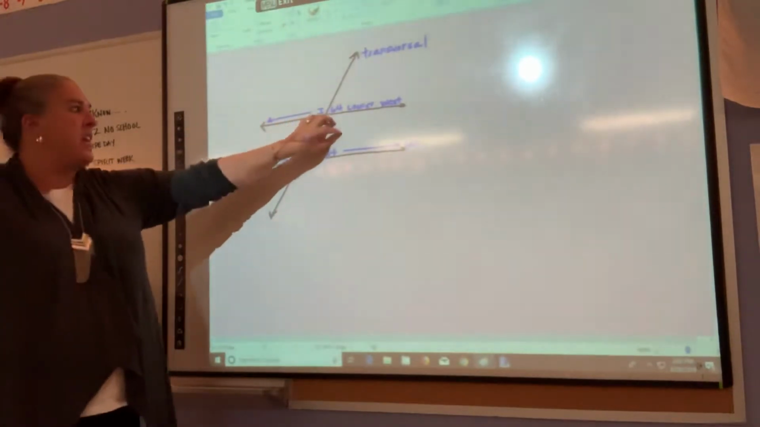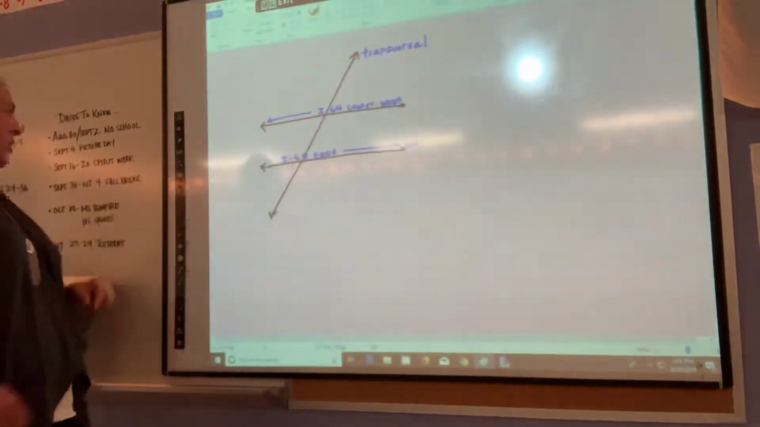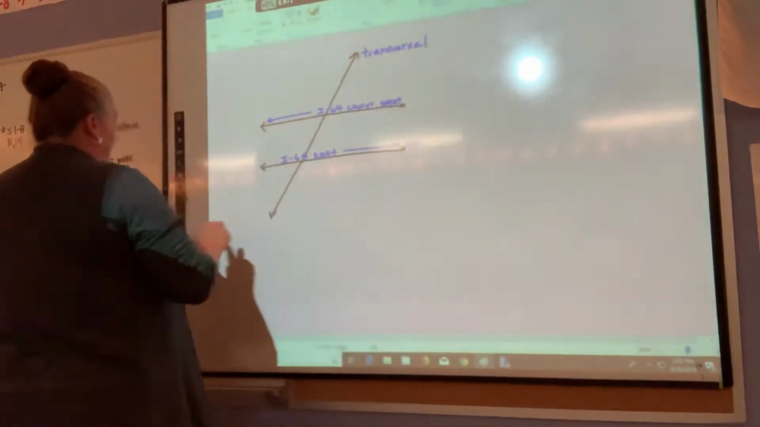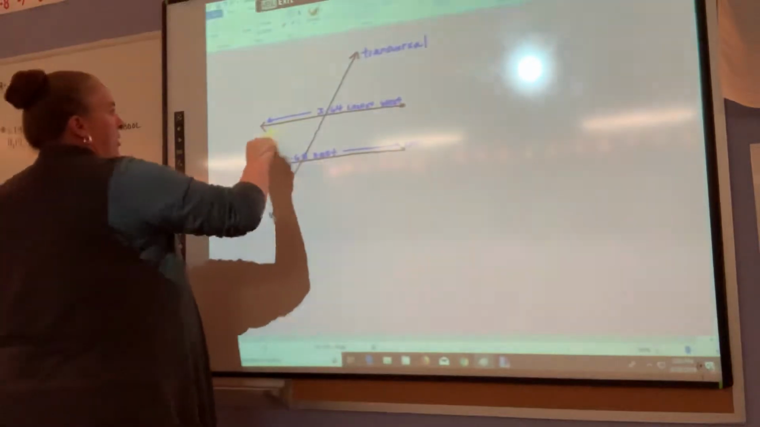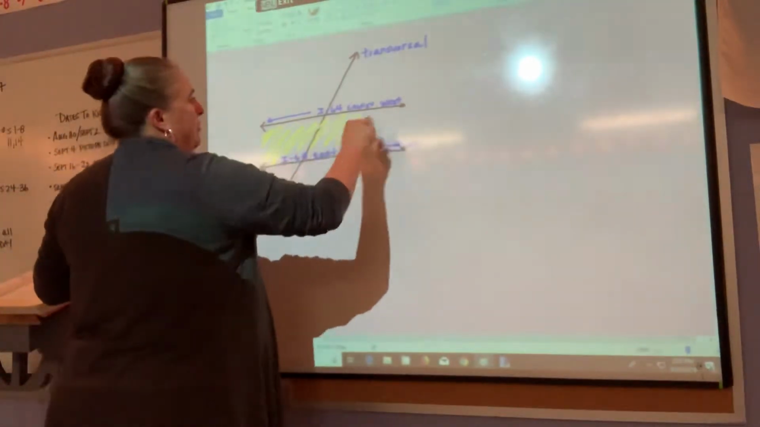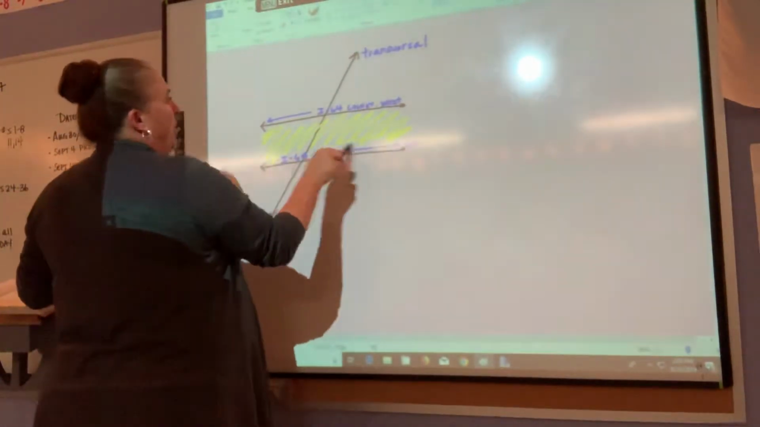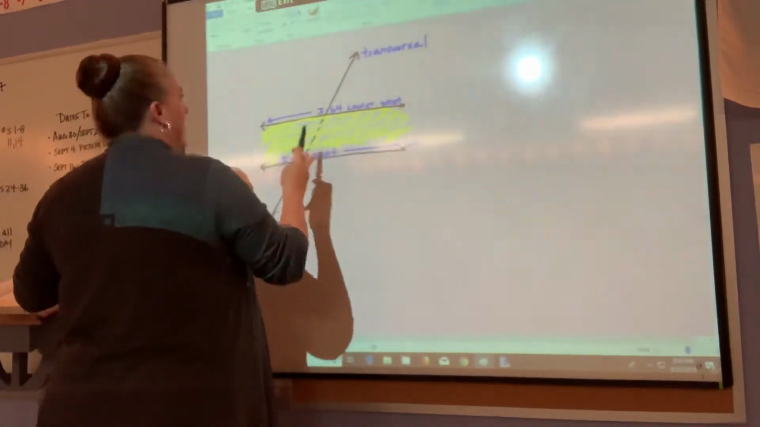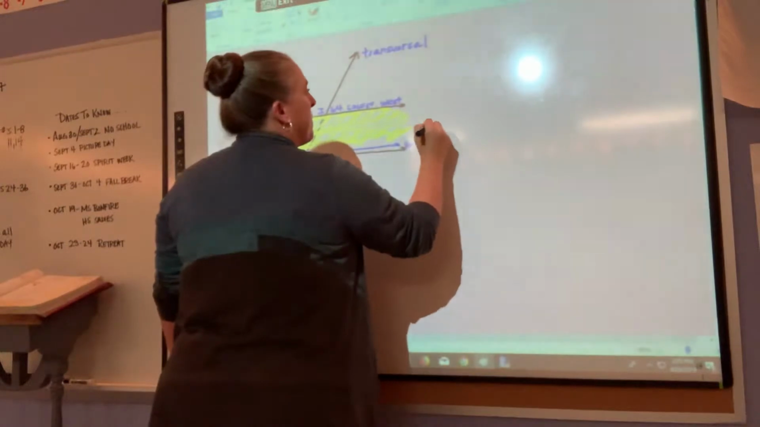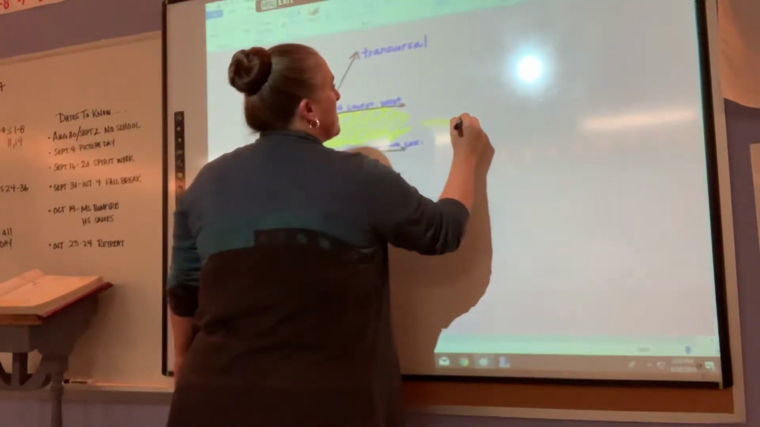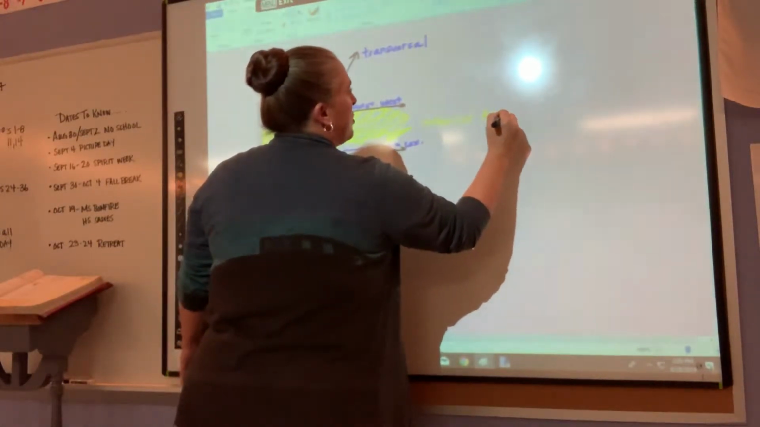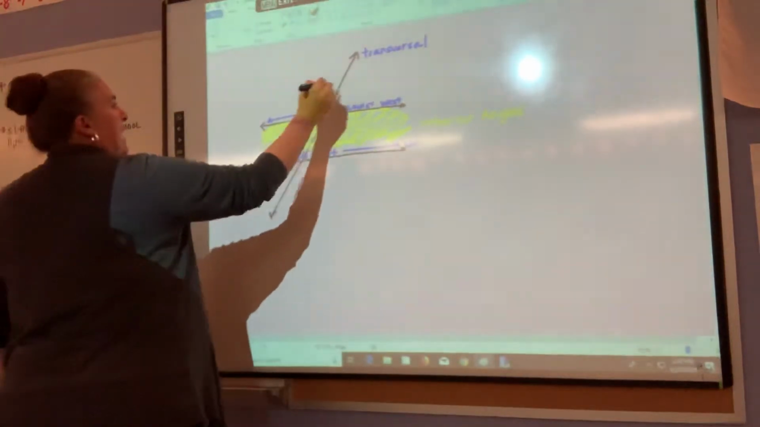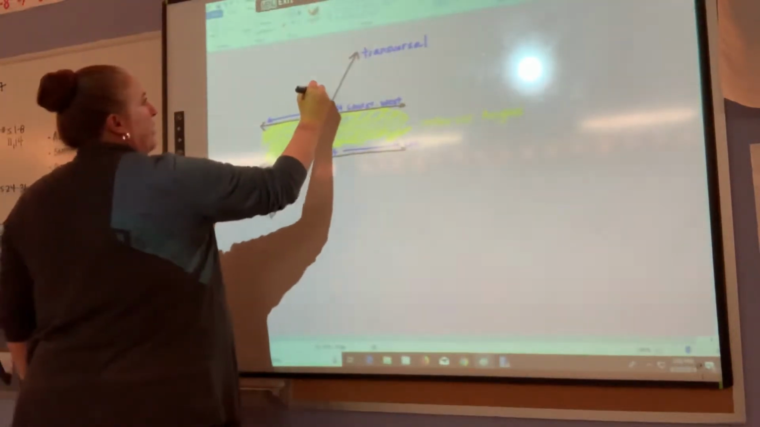So we call all these angles on the inside the interior angles. When you have angles that wind up on the inside, in the yellow zone, they are our interior angles. All this stuff in here, these are interior angles. So what do you think you call the ones on the outside? These out here are exterior.